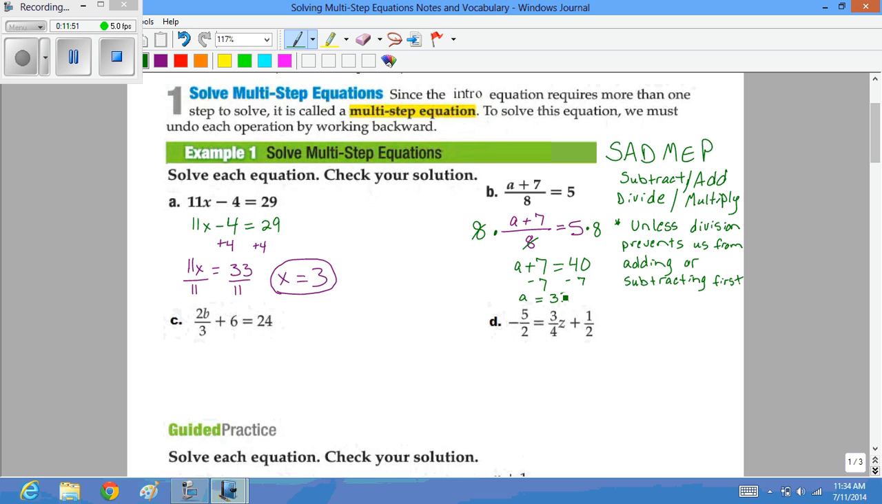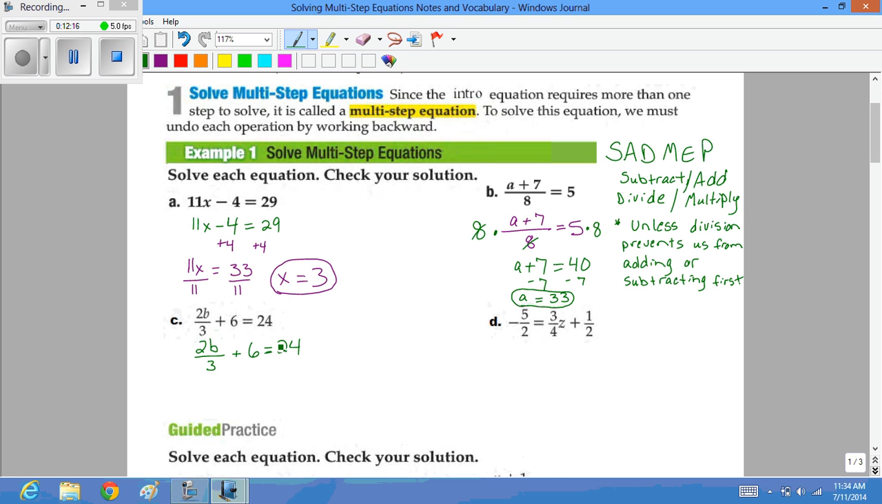Again, if you want to check that, throw it back into the machine. 33 plus 7 is 40. 40 divided by 8 is 5. So we can go ahead and circle that and say that it is the correct answer. Okay, looking at C, again, I'm going to rewrite this by saying it in my brain. 2b divided by 3 plus a 6 equals 24.